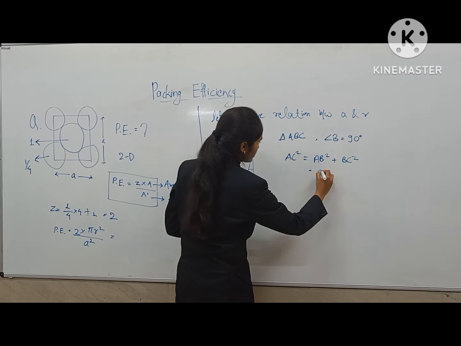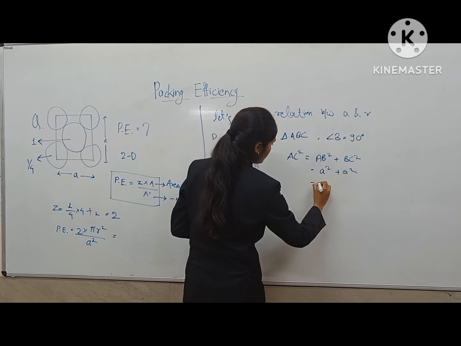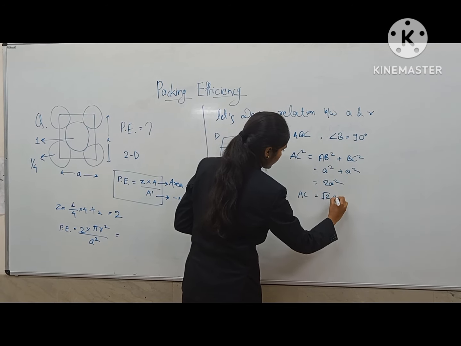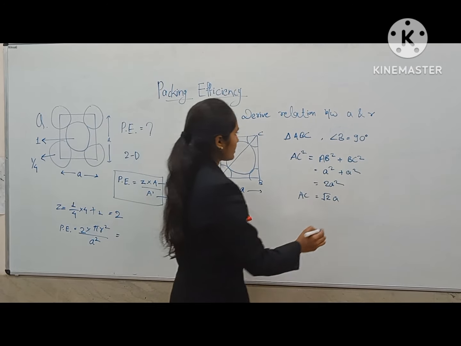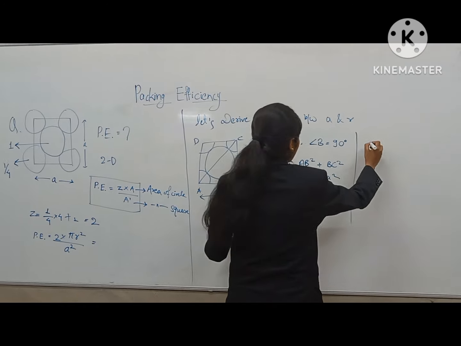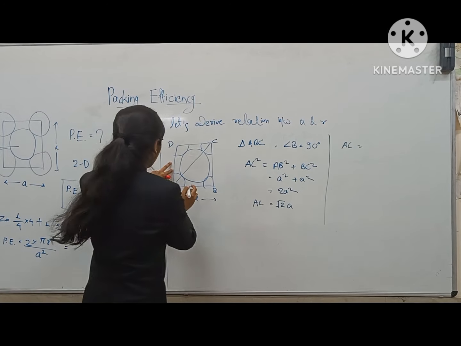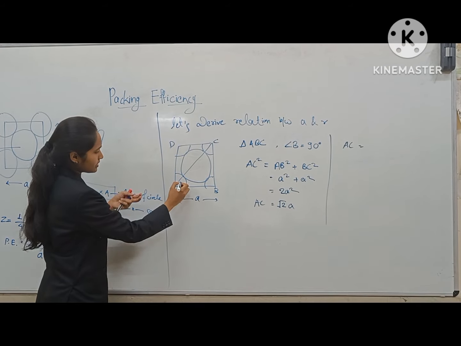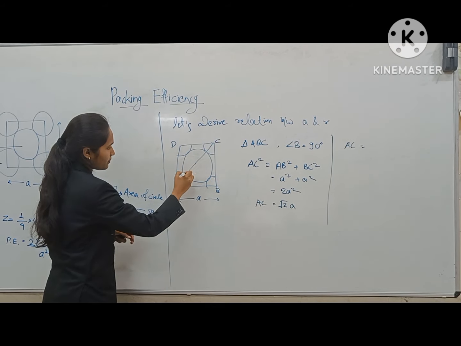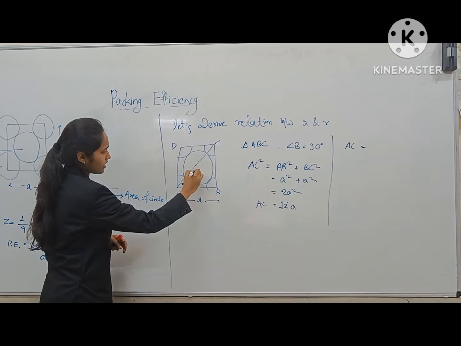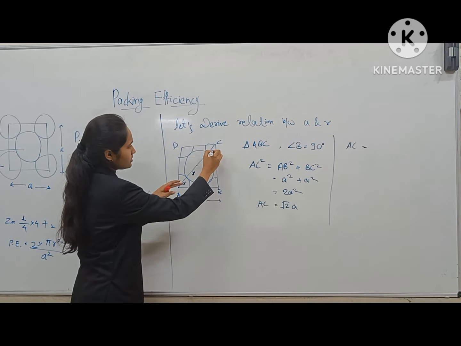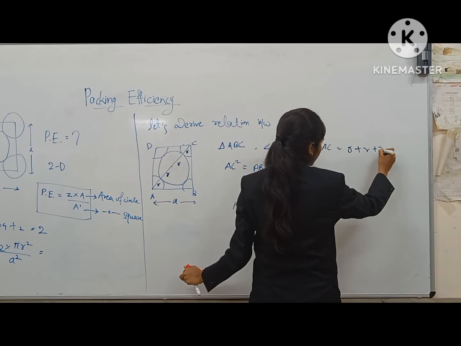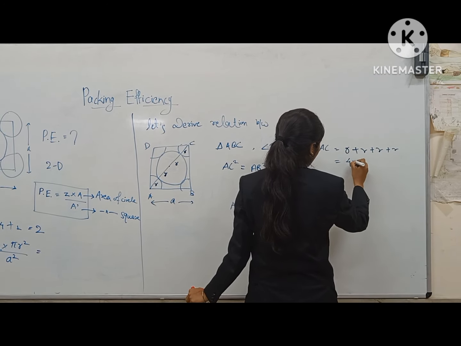So we can put here A square plus A square equals 2A square, which gives AC equals root 2 A. And from the diagram itself, we can see AC is part of the circle. From the center to the circle, the distance is R, and this is the diameter of this circle. So this distance is R, and this is also a radius of the circle. So total R plus R plus R plus R is 4R.